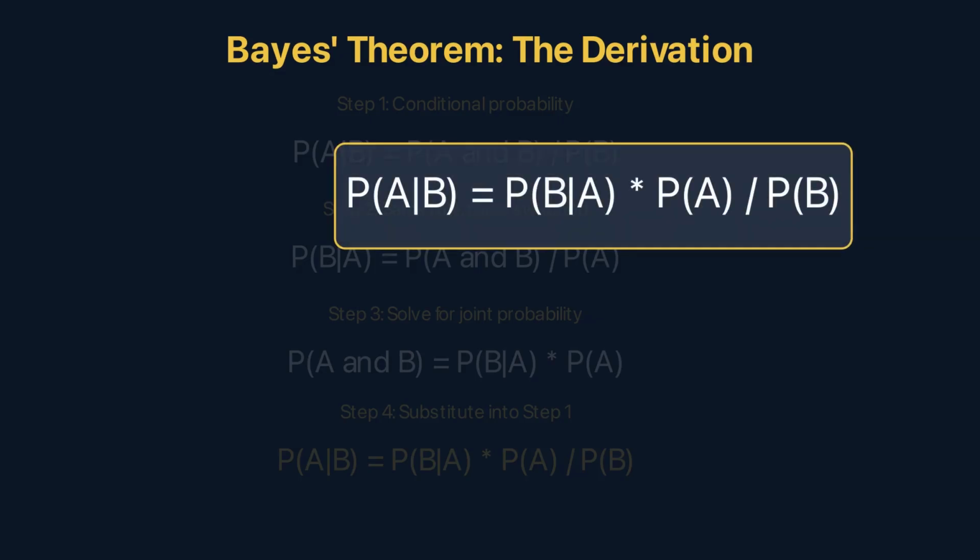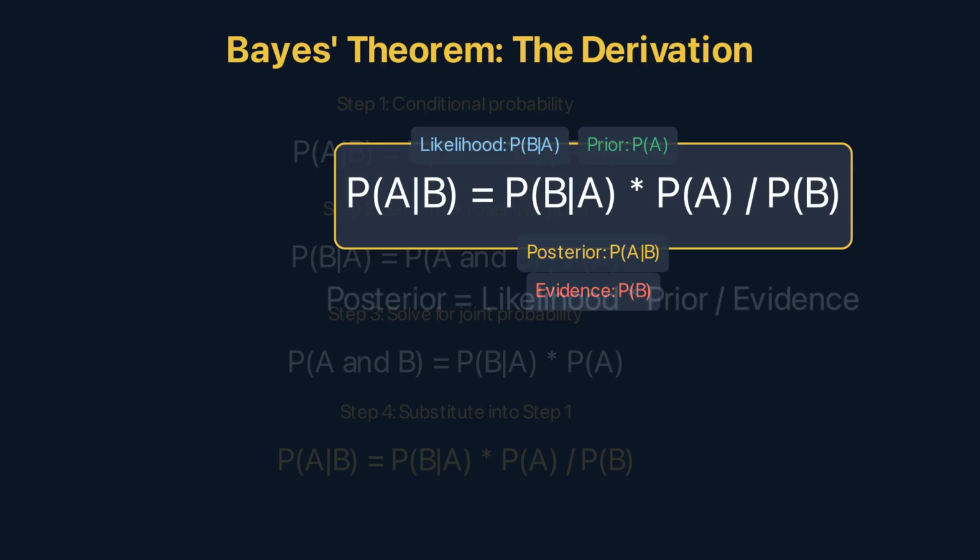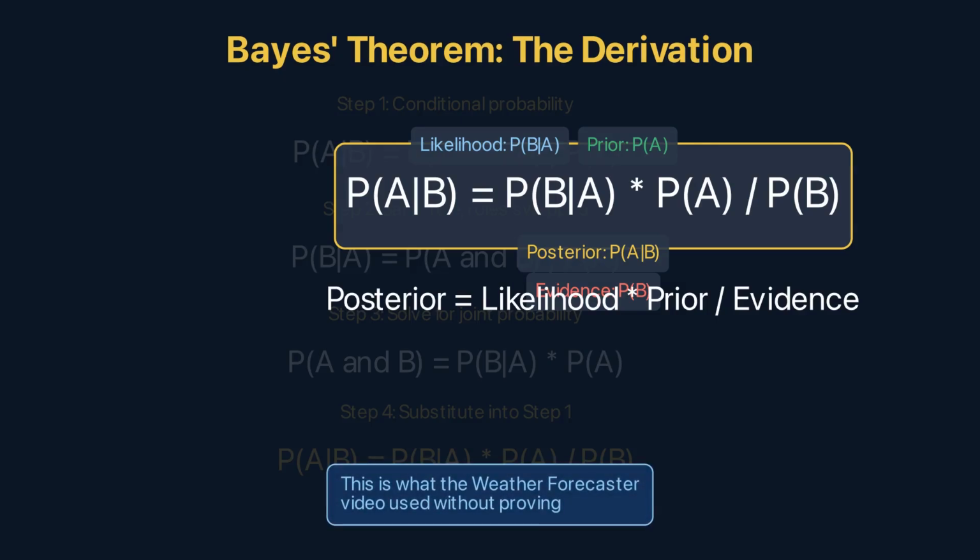This is the derivation the weather forecaster video used without proving. Prior, P of A, your belief before data. Likelihood, P of B given A, how likely the data is given each hypothesis. Evidence, P of B, the normalizing constant. Posterior, P of A given B, your updated belief.